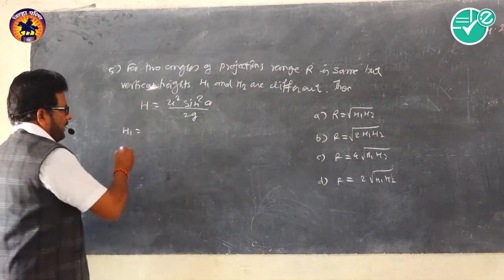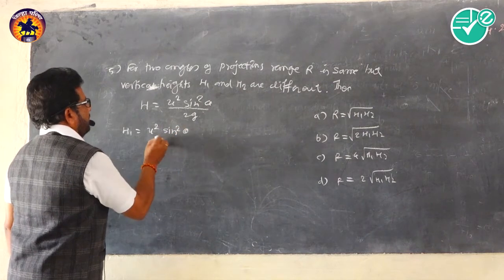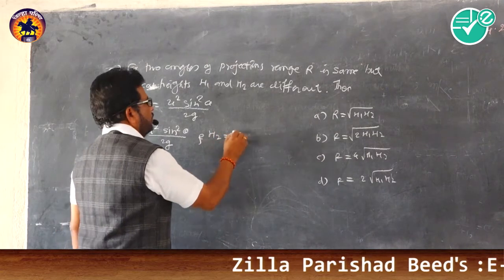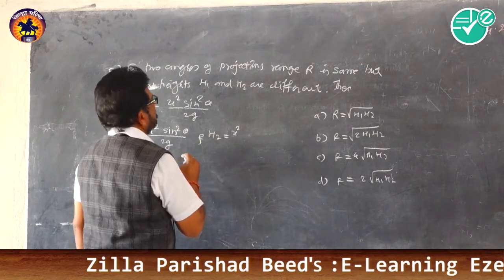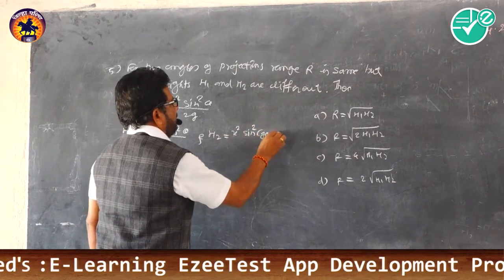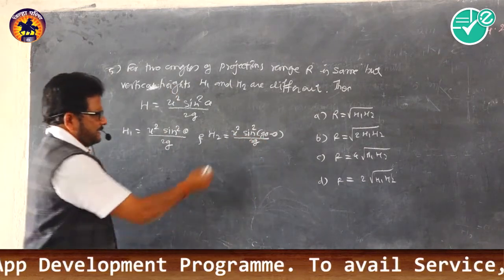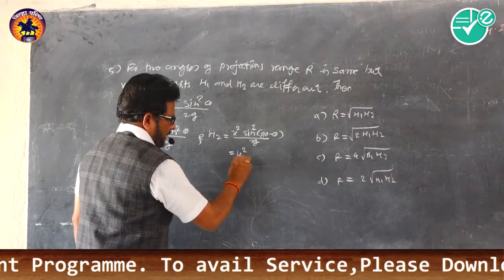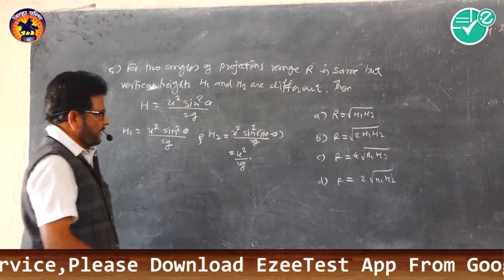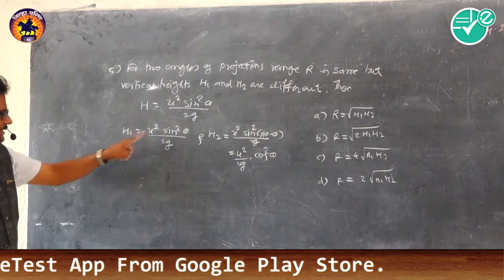So, for the first particle, H1 equal to U square sin square theta upon 2g. And for the second particle, H2 equal to U square sin square (90 minus theta) upon 2g. But this sin square (90 minus theta) is nothing but cos square theta. So H1 is this and H2 is this.